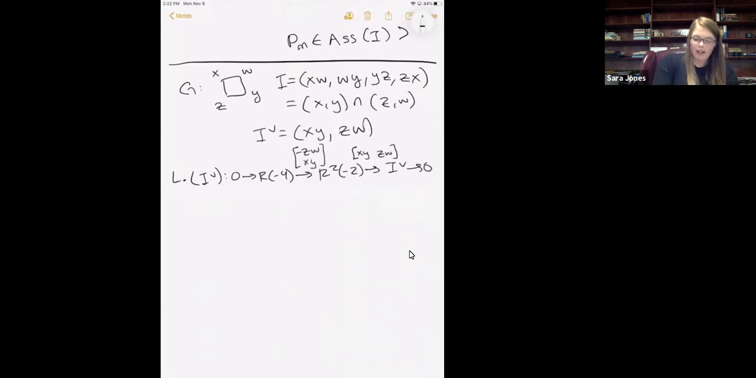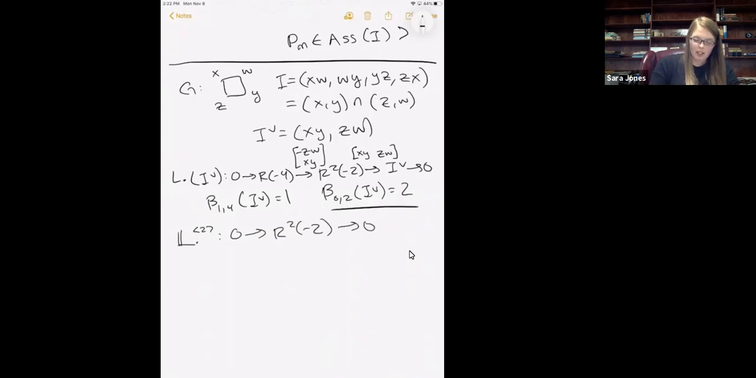Okay, so we have the free resolution, and then notice our Betti numbers, the ranks of the free modules, are 1 and 2. And so this tells us that in particular, we have a 3 linear strand and a 2 linear strand. So the 2 linear strand is going to be given by this sequence, since this Betti number is 2, and the 3 linear strand is given by this sequence, since this Betti number here is 1. So we have our linear strands.